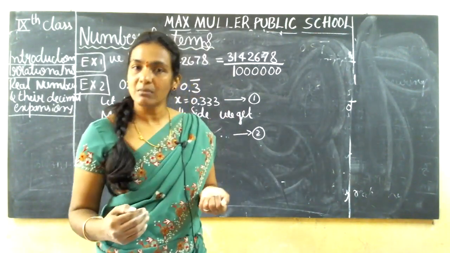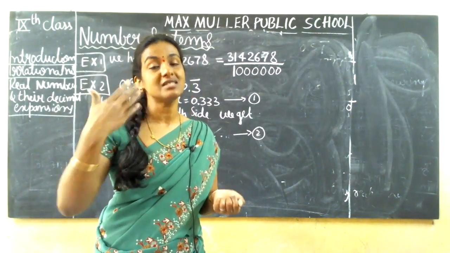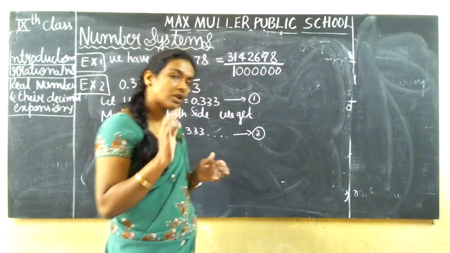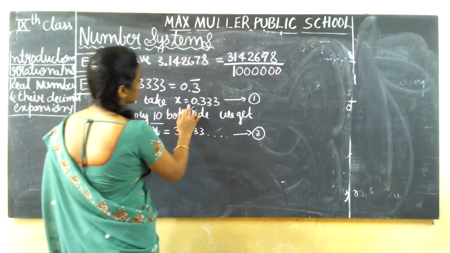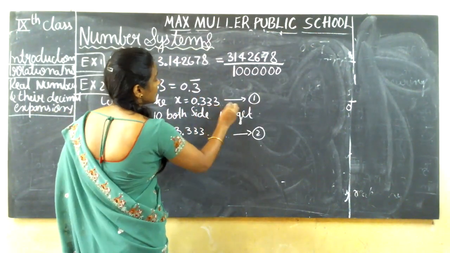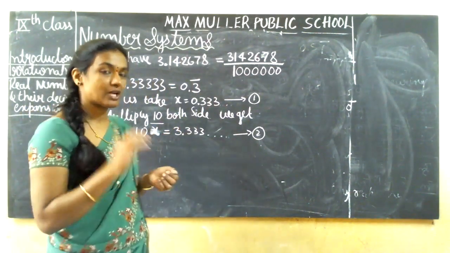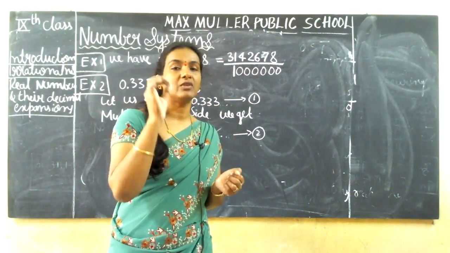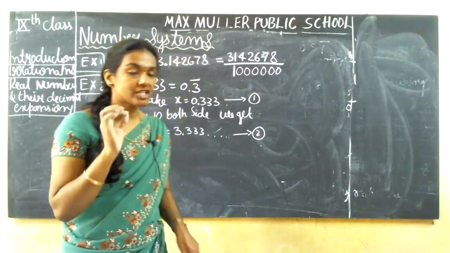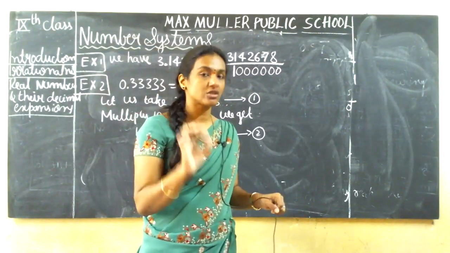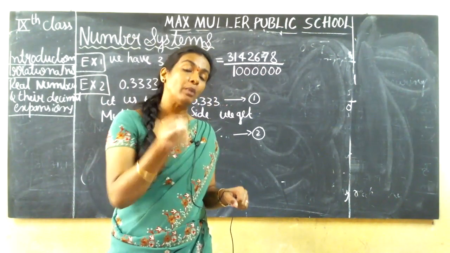The second type I am giving as an example: here a non-terminating recurring number is there, meaning the same number is repeating. At that time, you write like this: let x is equal to 0.333..., that will be equation 1, and multiply by 10 on both sides. You may ask me, ma'am, why did you multiply with only 10? Why can't you multiply with 100, 1000, 10,000? That is the best question to understand this clearly.